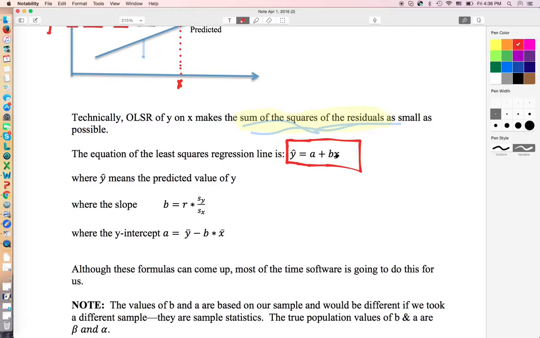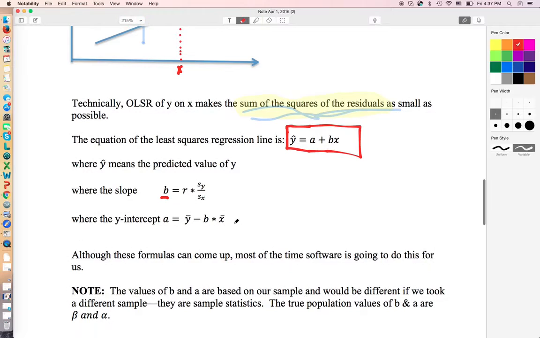B here is the slope. It's kind of like in the m position of your y equals mx plus b. And the way you calculate the slope of an ordinary least squared regression line is you take the correlation and multiply it by the quotient of the standard deviation of all of the y variables divided by the standard deviation of all of the x variables. You may have to do that, but you'll be given the r value, the standard deviation of y, and the standard deviation of x, and then it's just number crunching. But most of the time we're going to be using calculators to calculate our slopes.